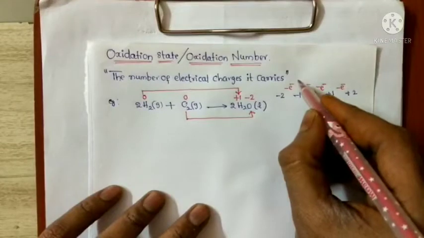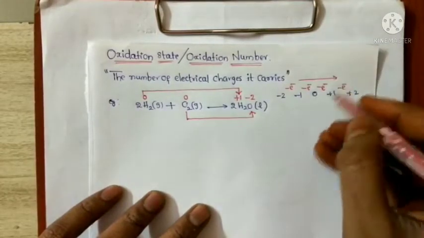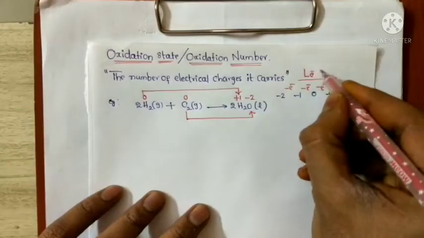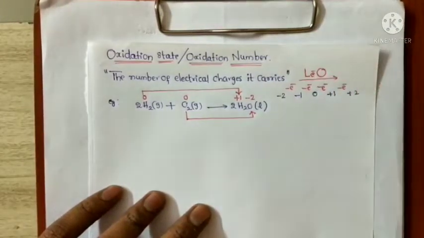So from left to right, all of these steps are losses of electrons. That's why loss of electrons is called oxidation.